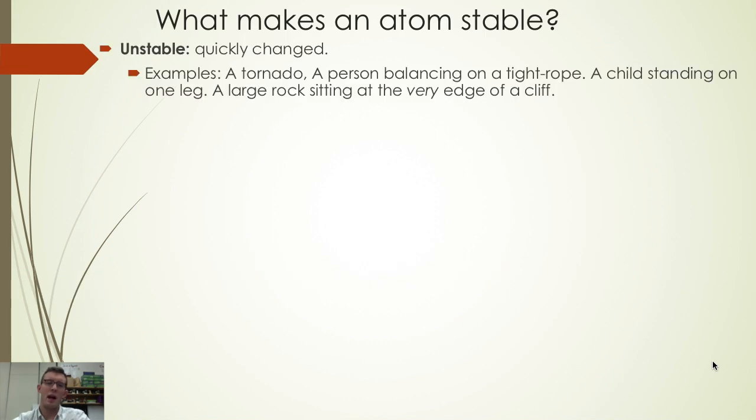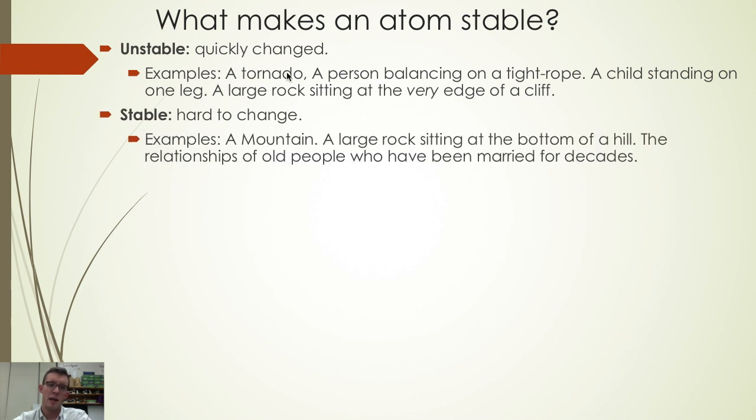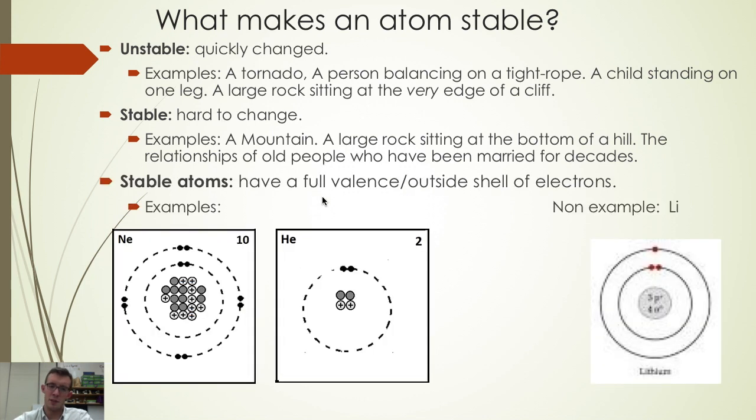Hi, Chem Team. When we say something is unstable, we just mean that it's very easily or quickly changed. And when we say something is stable, we mean that it's sturdy or that it's hard to change. Atoms can be stable or unstable too.